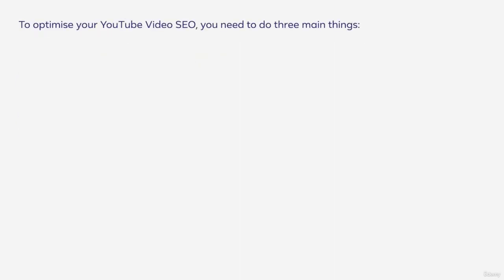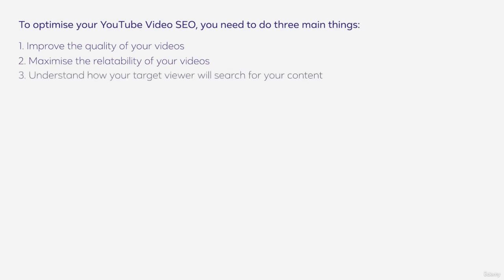To optimize your YouTube video SEO, you need to do 3 main things. 1. Improve the quality of your videos. 2. Maximize the relatability of your videos. 3. Understand how your target viewer will search for your content.